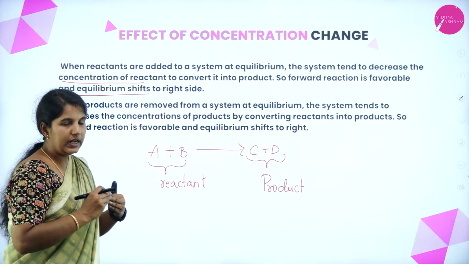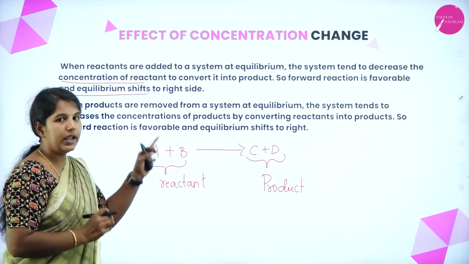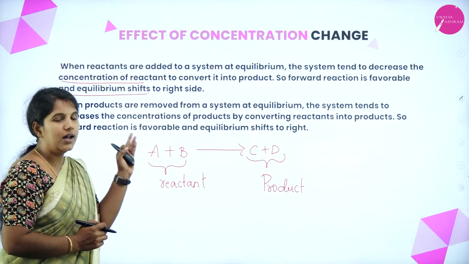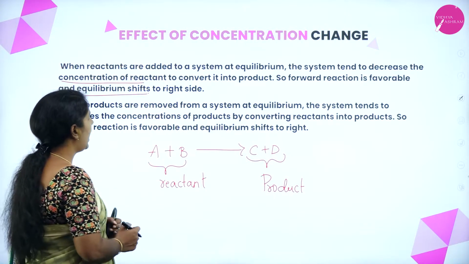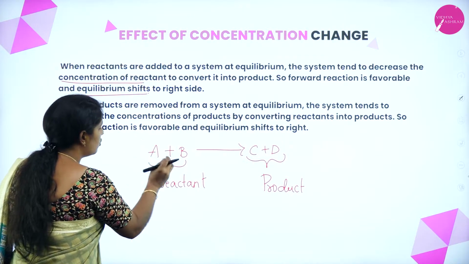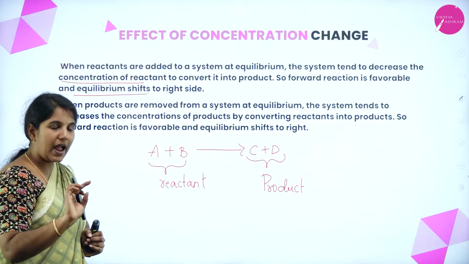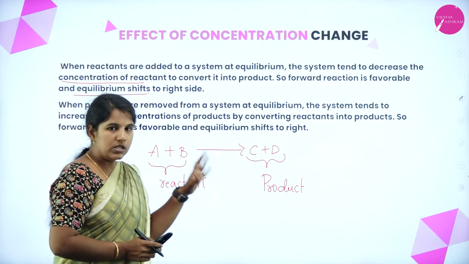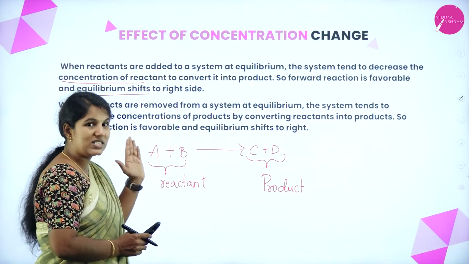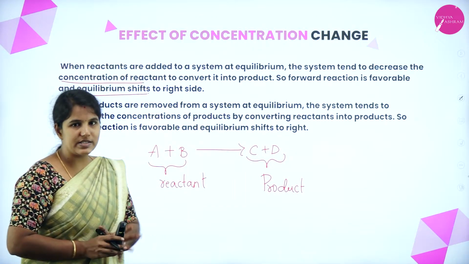Now we have understood that the system is at equilibrium. I am going to apply the stress in the form of increasing the reactant concentration. Now I add more reactant to the system. What will happen? We know that if I add more reactant, it has to be converted into product, so that the system will shift its equilibrium from the left side to the right side.